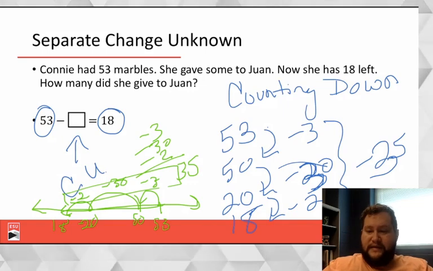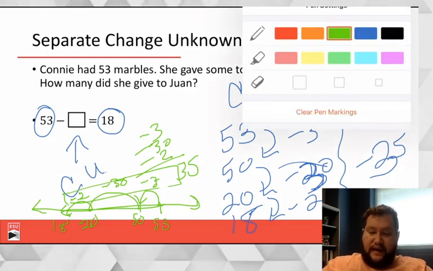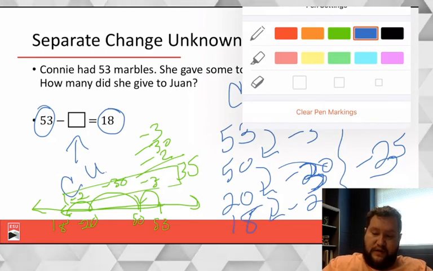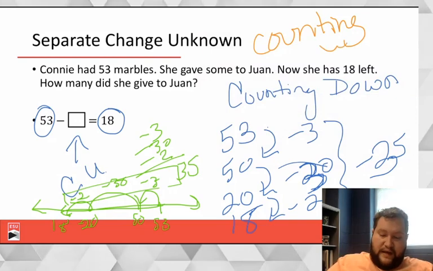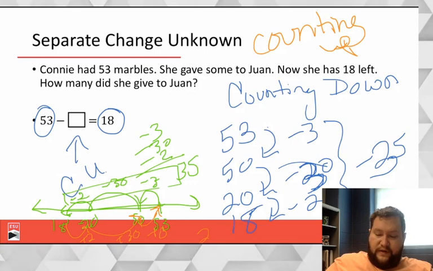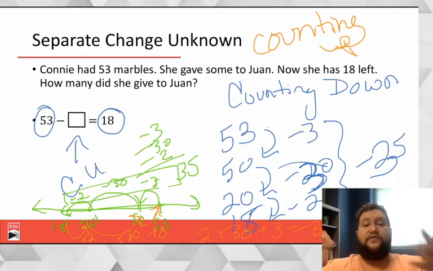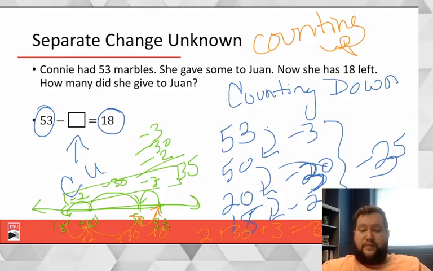But ultimately, it's no different than counting up. So let me pick a different color. Orange. Counting up: start at 18, you can go up 2 to 20, up 30 to 50, and up 3 to 53. So we have 2 plus 30 plus 3 is 35, right? And so there's at least 3 different ways we could do this separate change unknown.